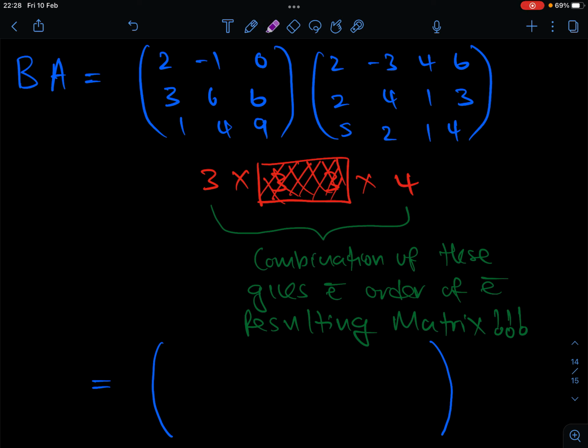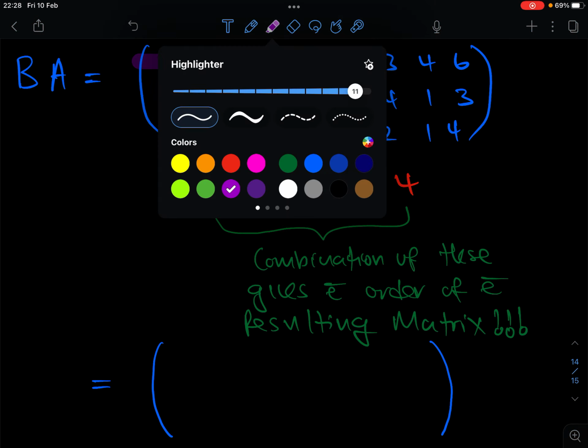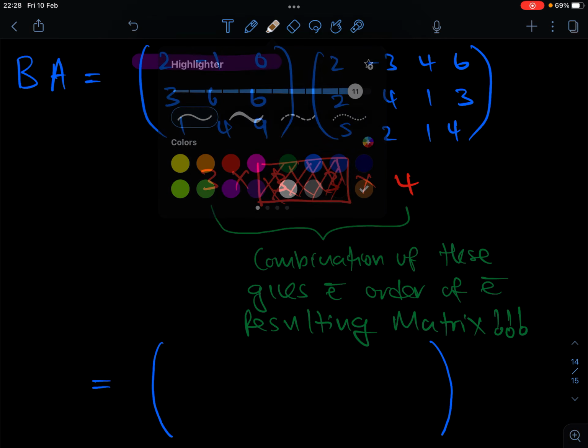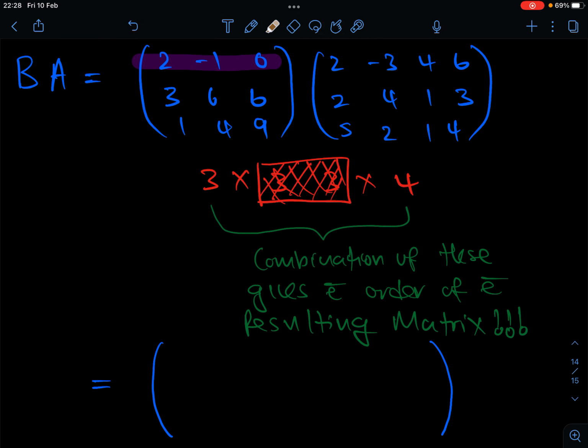The first thing that you do is you go and look at your first matrix. And in your first matrix, you take the first row. You see that? Then you go to your second matrix, and in your second matrix, you take the first column. Every time you're multiplying two matrices, one thing you should always know is that you always work with rows in the first matrix and with columns in the second matrix.